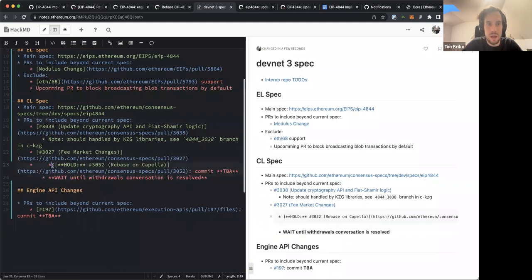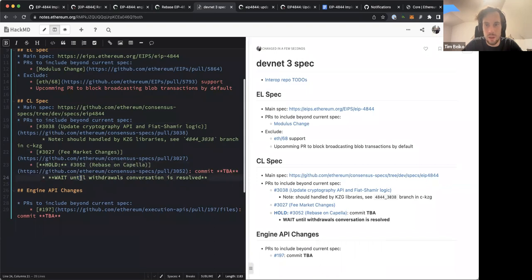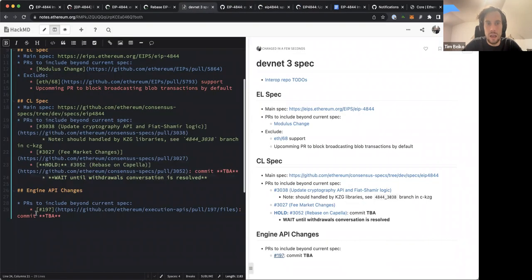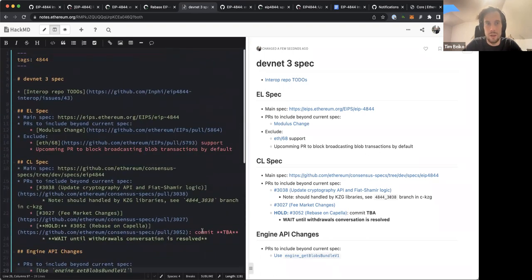Anything else on the CL side that we would want to specifically include or exclude from DevNet 3? Okay, and then on the engine API, we already discussed this, but basically we would use this blob-specific API rather than get payload B2, and then we can try and get this merged today or tomorrow.